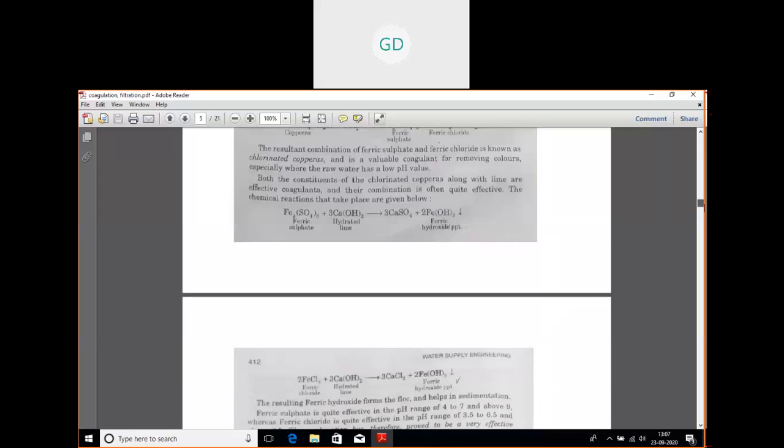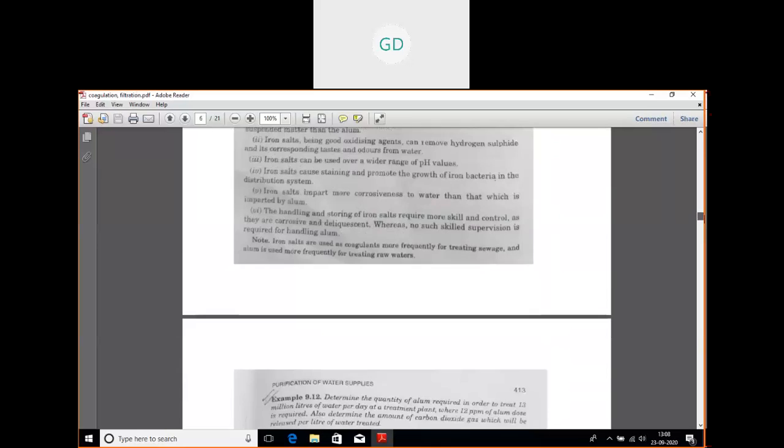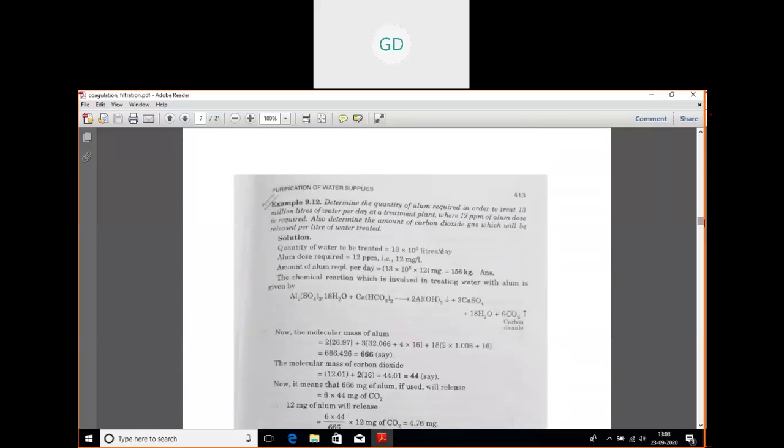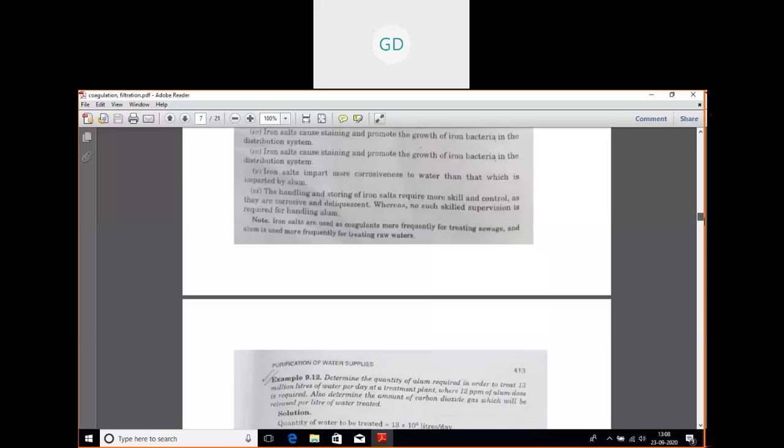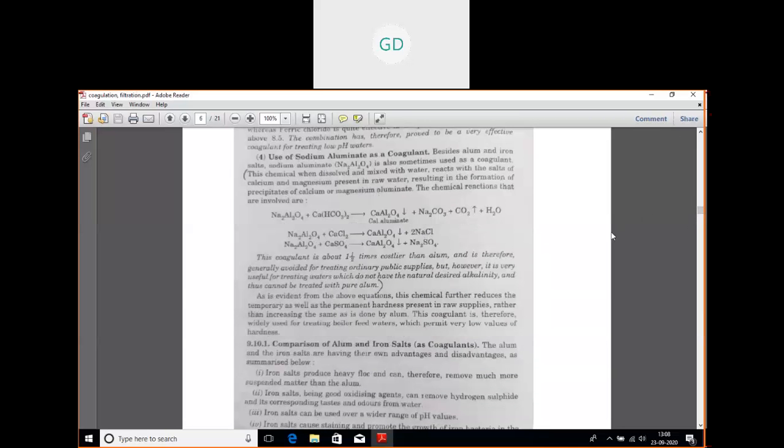We have also done one numerical. Have you done this numerical? Determine the quantity of alum. Quickly check if you have done this numerical. No. Okay, so that means we have done up to here, right? Use of sodium aluminate as a coagulant. Am I correct? Yes or no? Up to point number 4 we have done. Okay.